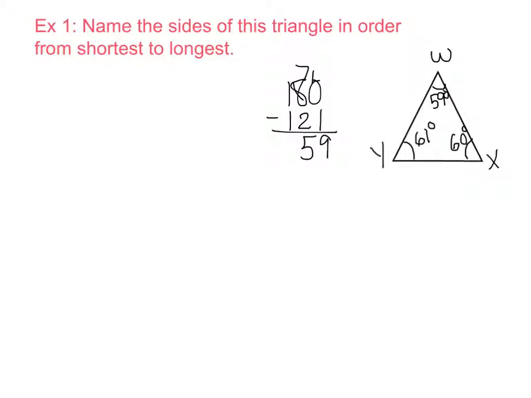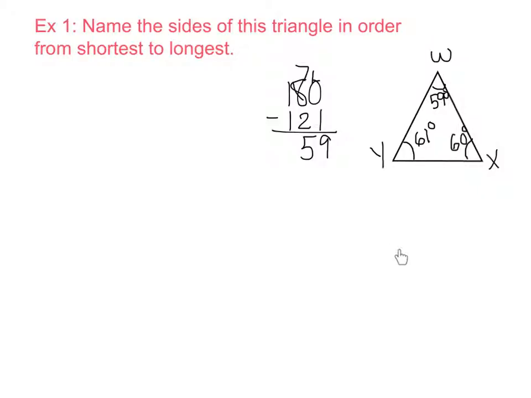Now, to describe the sides, since this is the biggest angle, I know that whatever side is opposite this angle, that would be side WX, is the longest side because this is the biggest angle. The next longest side would be across from the next biggest angle. Well, 60 is the next biggest, so therefore WY is the second longest side. Then the shortest side is across from the shortest angle measure, so that would be side YX.